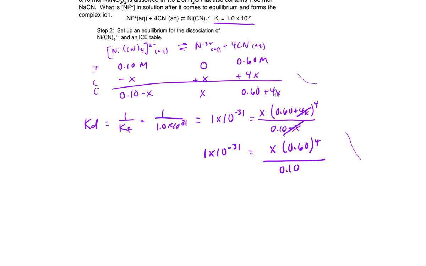And so again, we'll solve for X just like we do with all of our equilibrium type problems. And we're going to get X is equal to 7.7 times 10 to the minus 32 moles per liter. So a tiny, tiny amount of nickel ion left in solution.